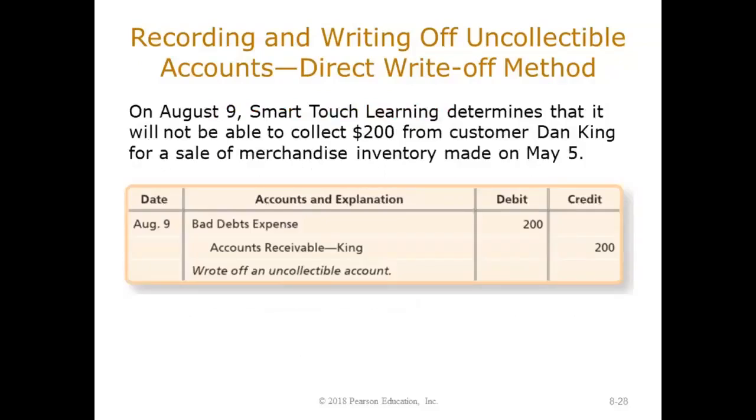Now, with Smart Touch Learning, they determined that they weren't able to collect $200 from customer Dan King, made on May 9th. So what Smart Touch is going to do if they use the direct write-off method is they're going to debit bad debt expense and credit the accounts receivable for King for $200. And that's, like I said, a direct write-off of the account.